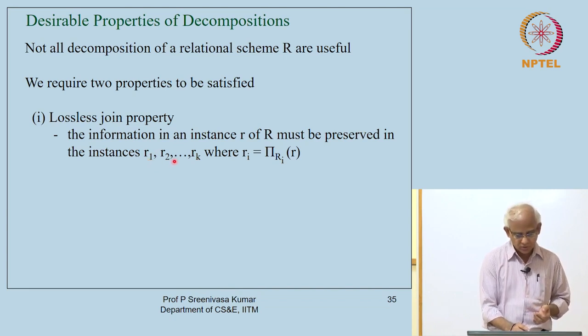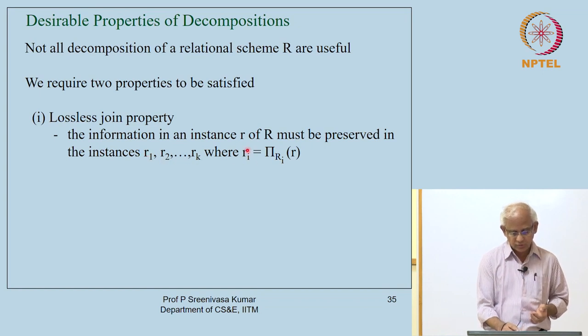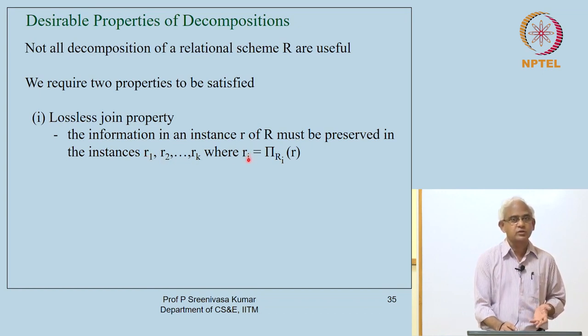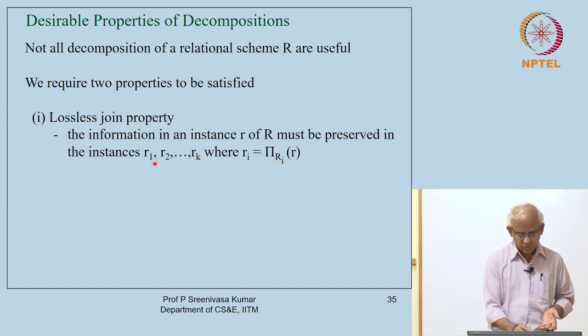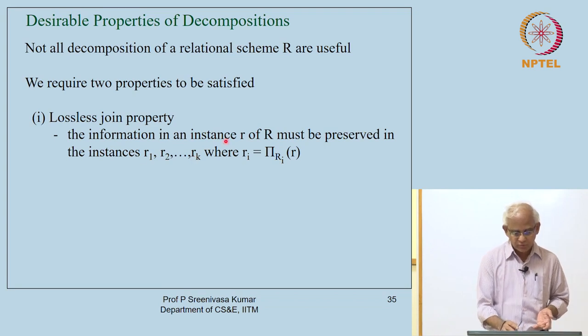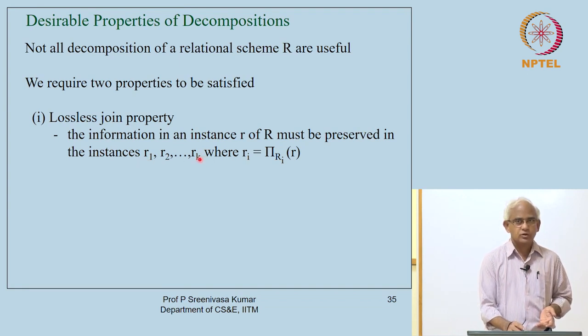So how do we derive this R1, R2, Rk? Naturally, the most natural way of doing that is to take the projection of the original instance R onto this Ri. So whatever information was present in R should now be present in R1 through Rk. What do we mean by it should be present? It will actually be present, because you are taking the projection of R and then getting these R1 through Rk.